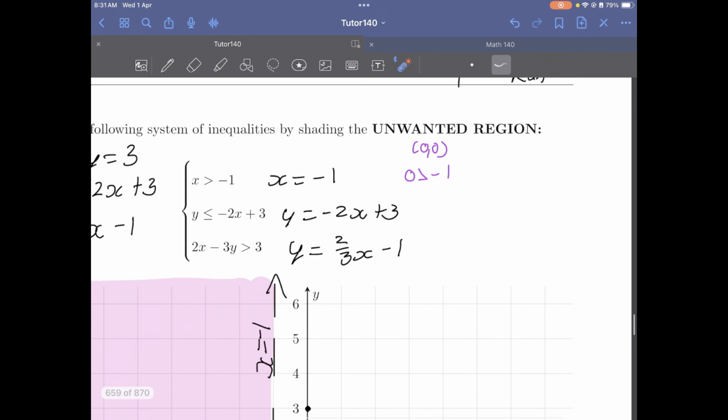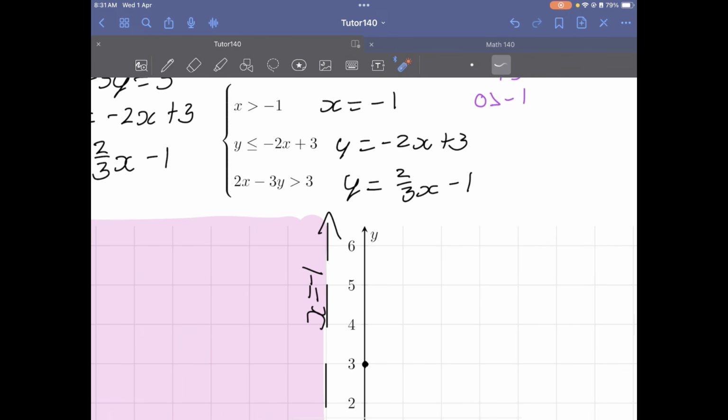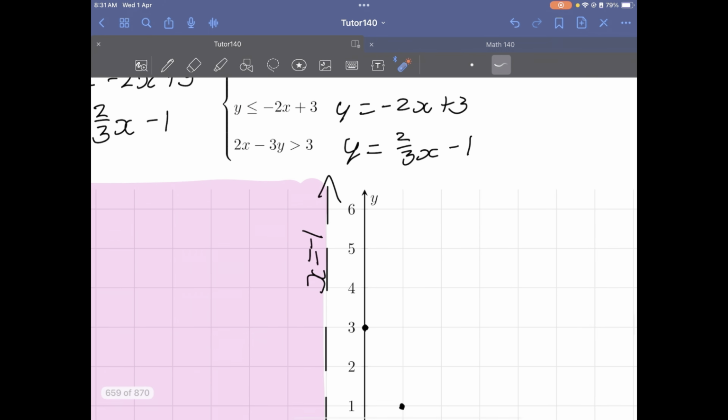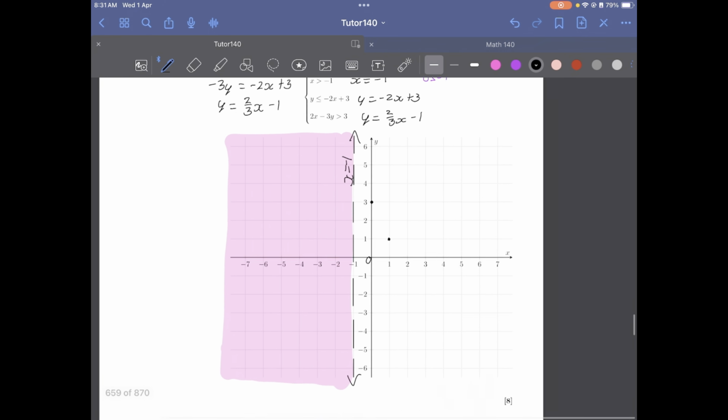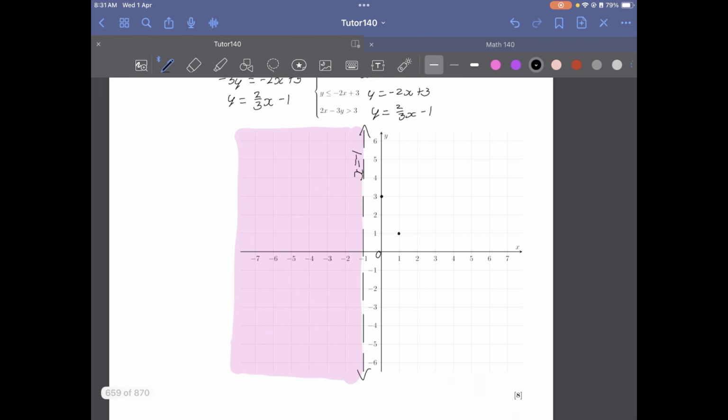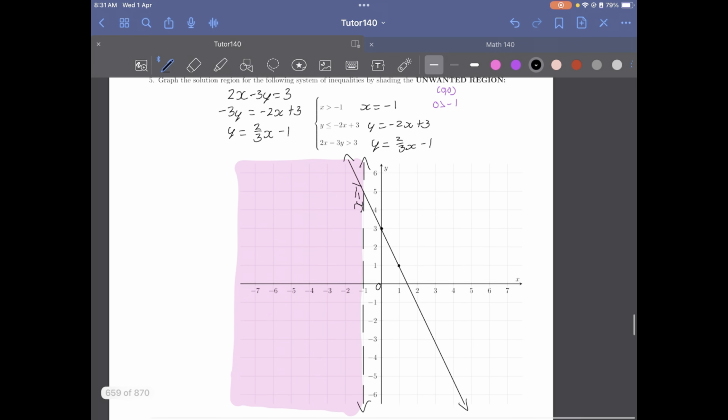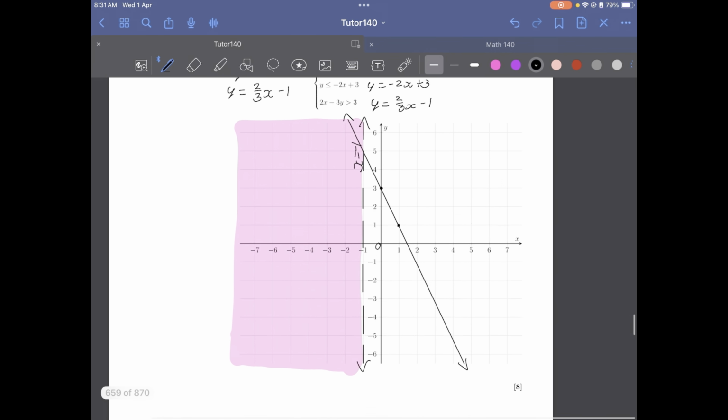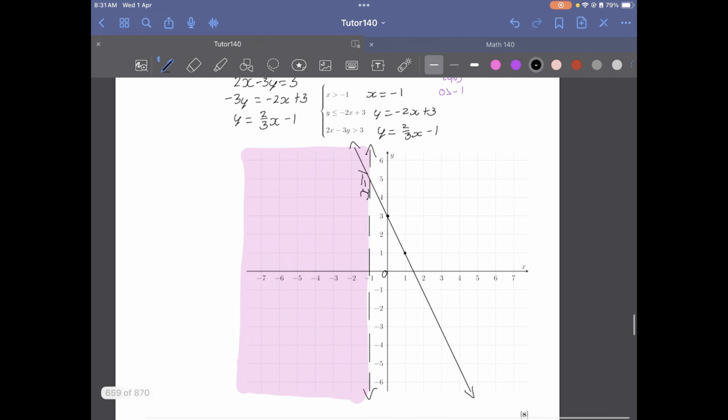Okay? So now, since it's less than or equal to, our line is solid. So we're just going to draw a straight line through the 2 points. And again, we're going to label our line first. So y is equal to -2x plus 3.